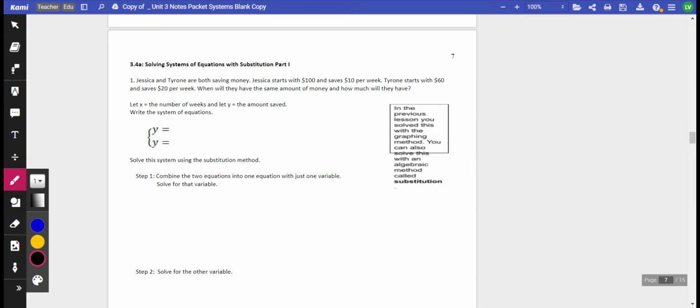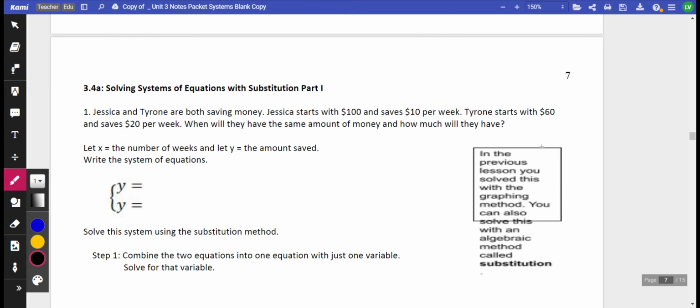So today we're going to be discussing solving systems of equations with substitution, part 1. Number 1, Jessica and Tyrone are both saving money. Jessica starts with $100 and saves $10 per week. Tyrone starts with $60 and saves $30 per week. When will they have the same amount of money and how much will they have?